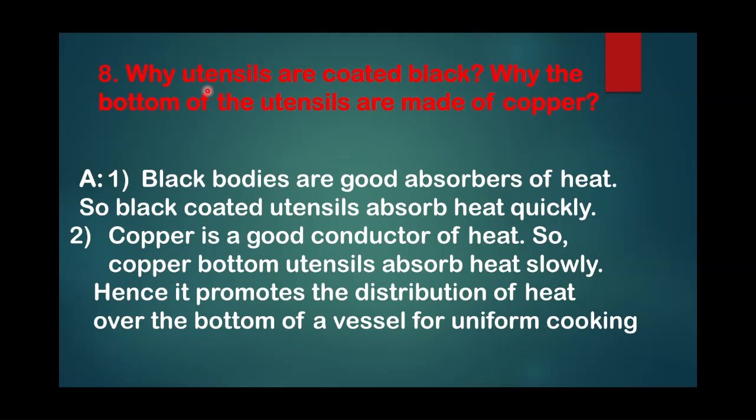Eighth question: why are utensils coated black and why are the bottoms of utensils made of copper? Black bodies are good absorbers of heat, so black coated utensils absorb heat quickly. Second, copper is a good conductor of heat, we know that. So copper bottom utensils promote the distribution of heat over the bottom of the vessel for uniform cooking.